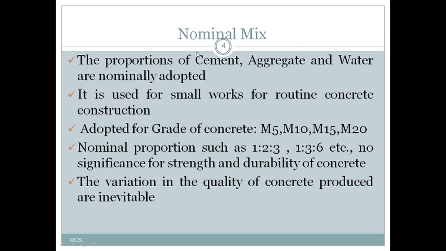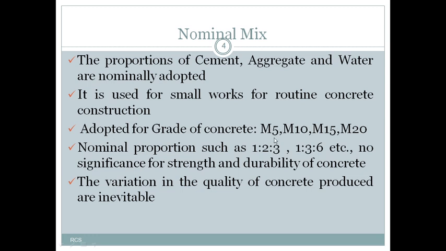So what do you mean by nominal mix? Here in the nominal mix, the proportions of concrete ingredients are adopted nominally. So the ingredients, that is cement, aggregate and water, will be chosen roughly, and it is used only for small works, routine works like the construction of small residential buildings. The grades adopted for this nominal mix are M5, M10, M15 and M20. That means from M5 to M20, not more than that.